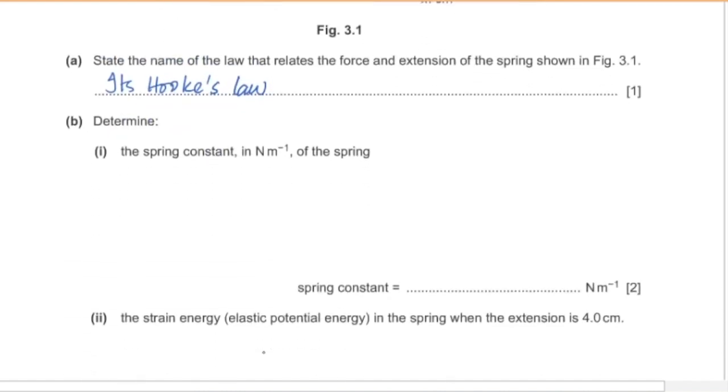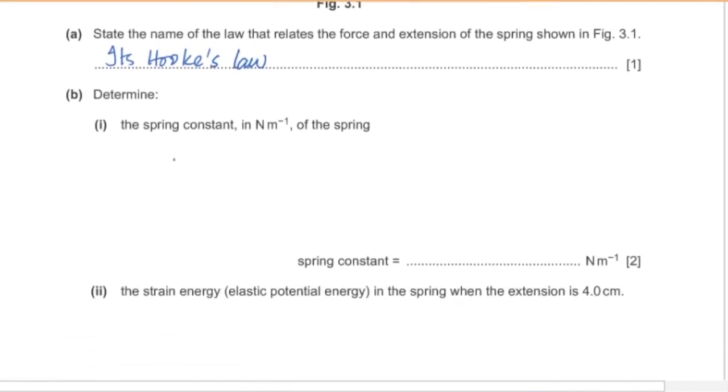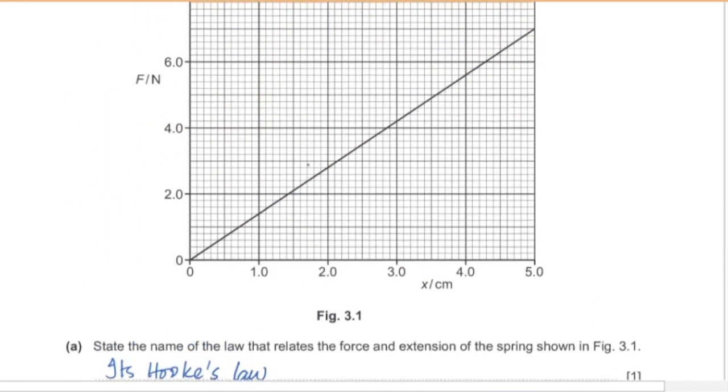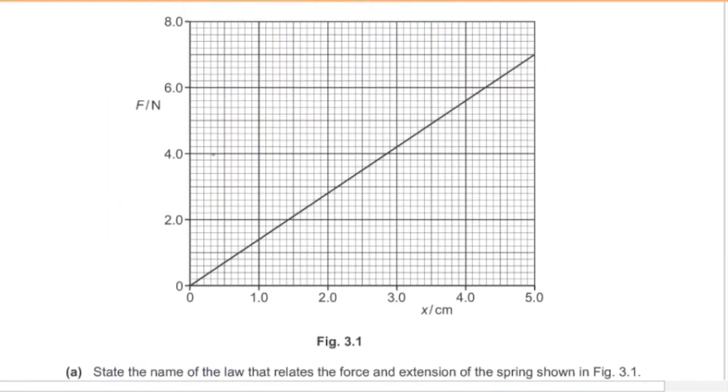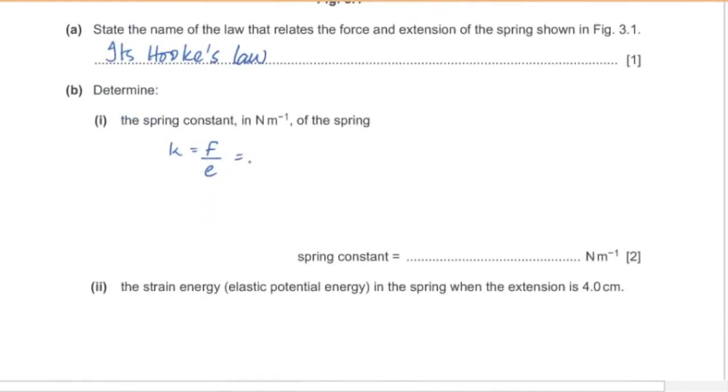Part B, determine the spring constant of the spring. So the spring constant has a formula of force divided by extension. We can take any of the two values from the figure of 3.1. Let's say that I use the value of 4.6 newtons of weight, which causes an extension of 3.3 centimeters. So force of 4.6 causes an extension of 3.3 centimeters, so I must convert centimeters to meters, so that it becomes 0.033 meters, and hence the spring constant is 139.4 newtons per meter.